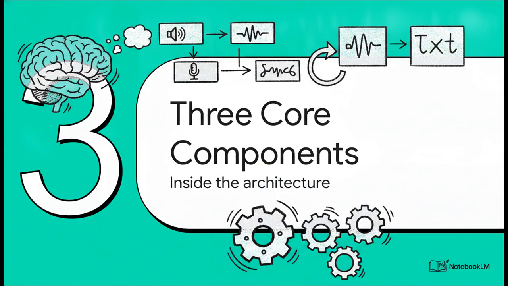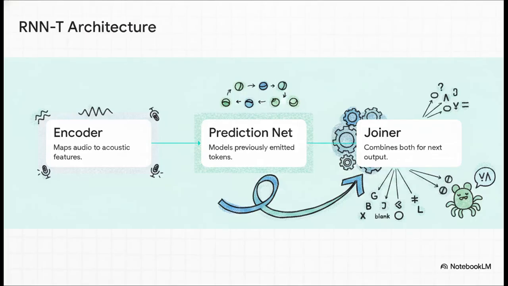Okay, Section 3. The 3 core components. Let's look inside the architecture. So here is the sequential flow of data straight through the RNN-T model. First up, you have the encoder. Just like in the older models, this simply maps the incoming audio into acoustic representations. Pretty standard. Next is the brand new element, the prediction network. This takes those previously emitted tokens we talked about and models the token history. And finally, we have the joiner.